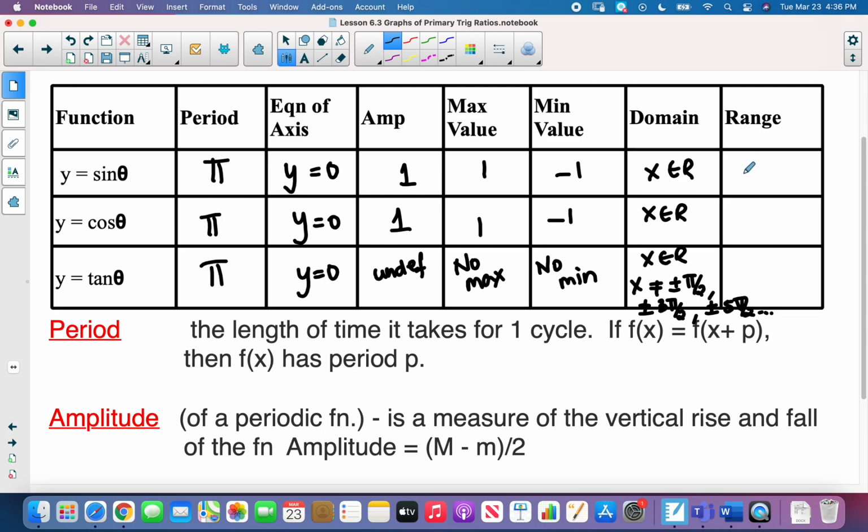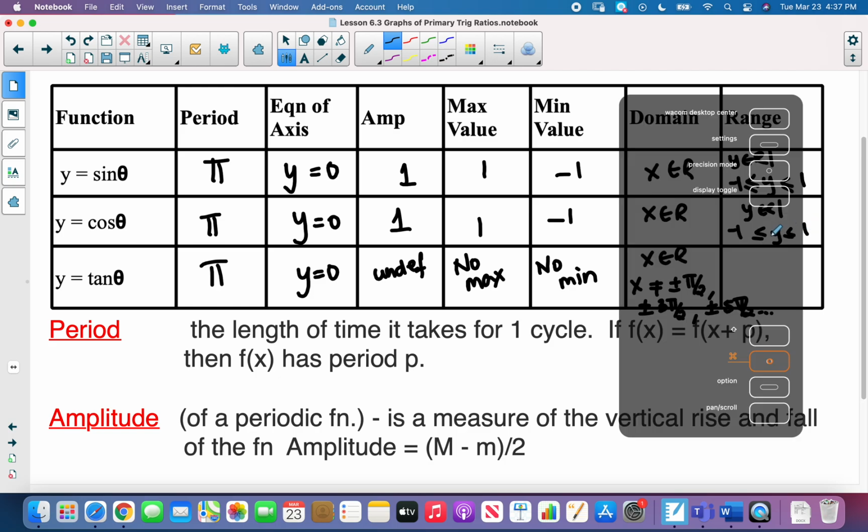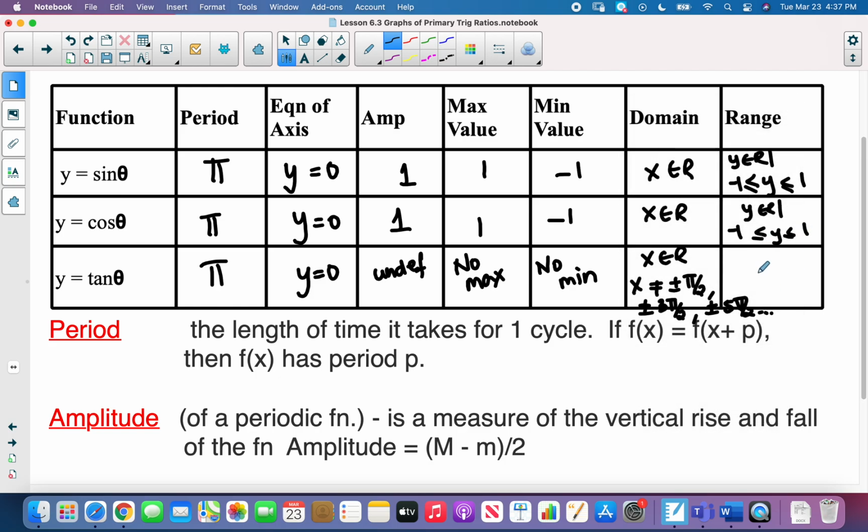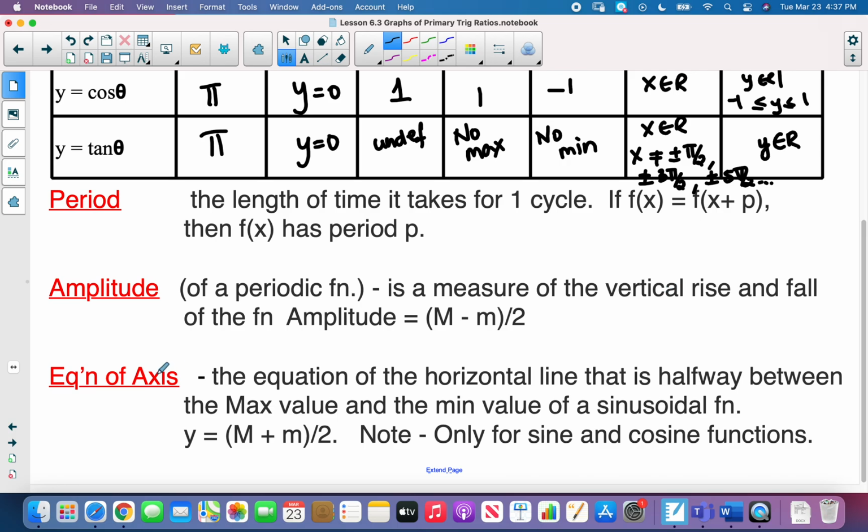Okay. Range is y is a real number, but there's restrictions. y is between -1 and +1 and can take on those values, so equal to. Here also the range is y is a real number such that y is between -1 and +1 and includes those values. And the range is y is a real number for the tan function. That brings us to the end of this lesson.